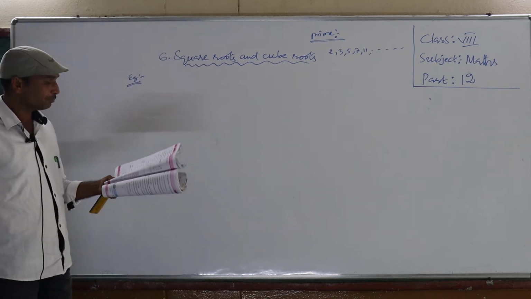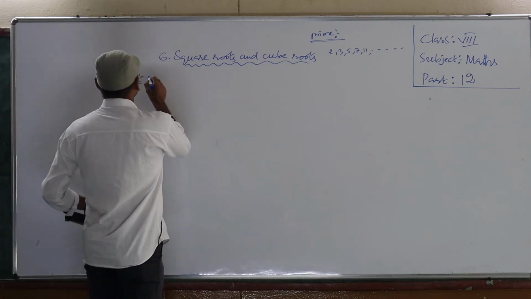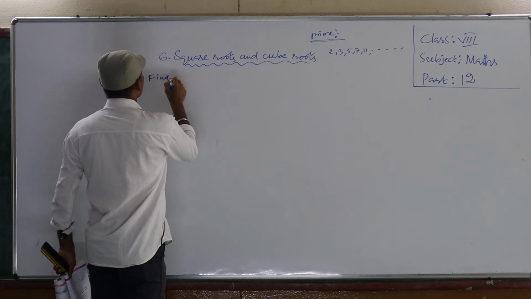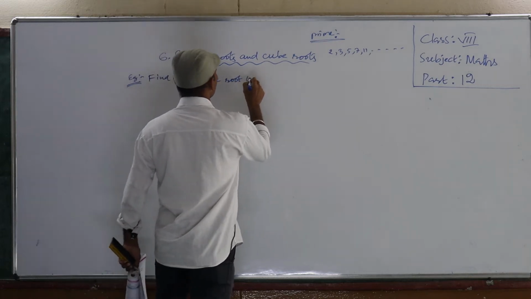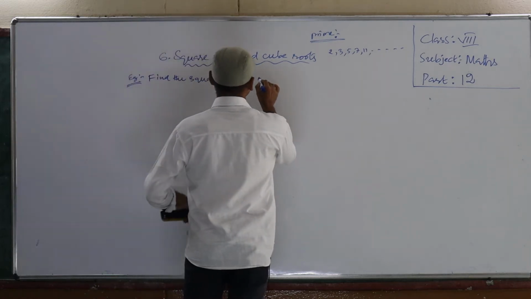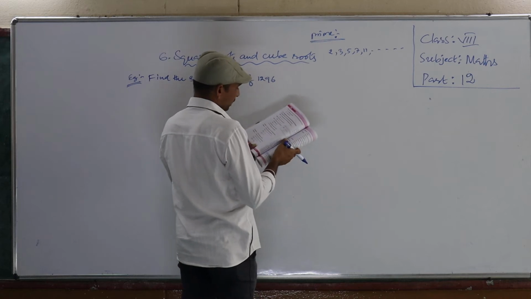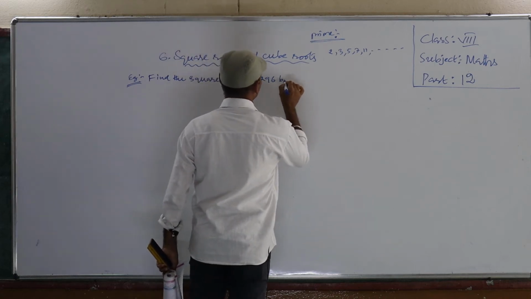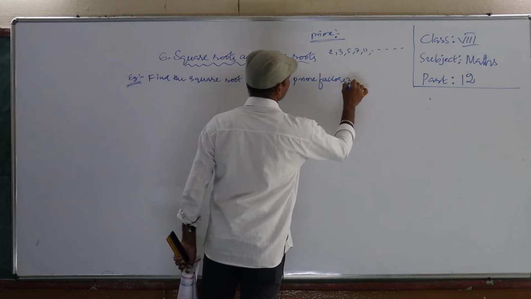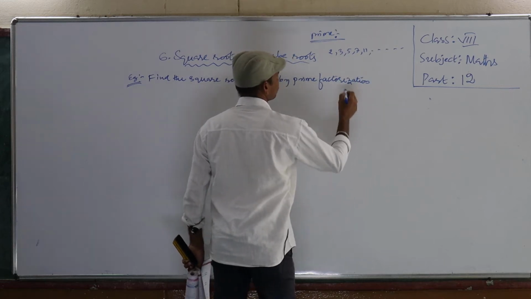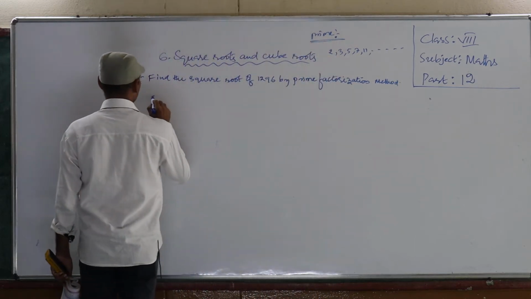Then example first one: find the square root of 1296 by prime factorization method. Solution.